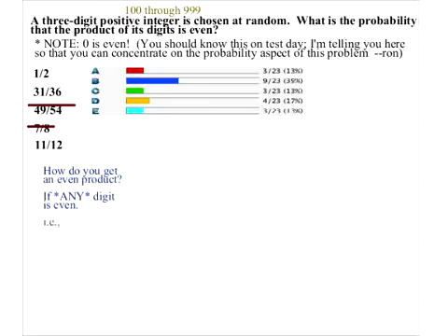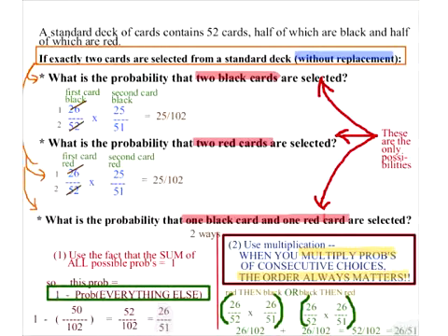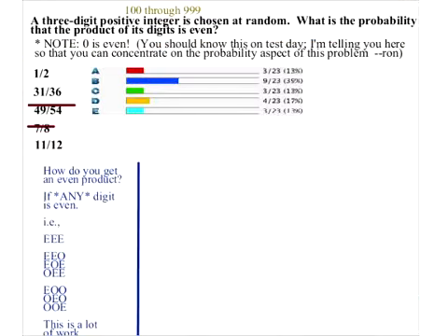So the problem is there are lots of different ways to do this. You can have 3 evens, you can have 2 evens and an odd, which you can do in 3 different ways. Or you can have 2 odds and an even, which you can also do in 3 different ways. This is a lot of work. On the other hand, remember what we said about shortcuts. If you can find the probability of all the events you don't want, then you can just subtract that from 1. So what are the ones that I don't want?